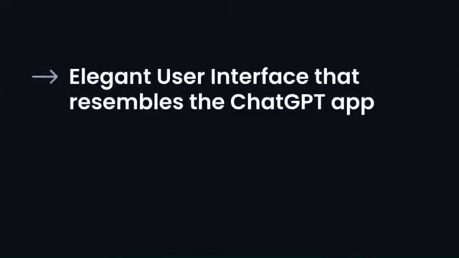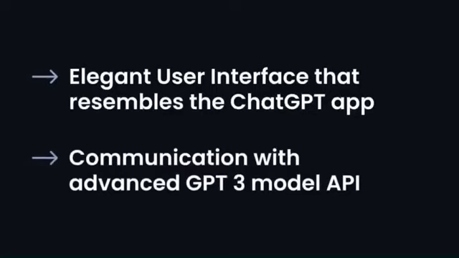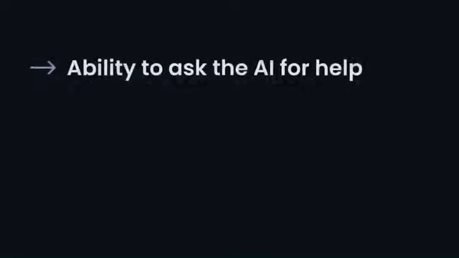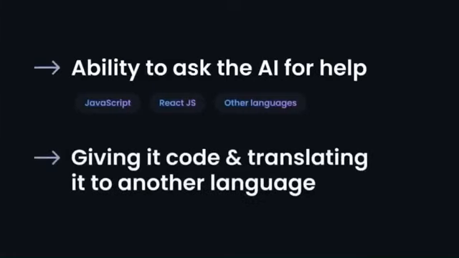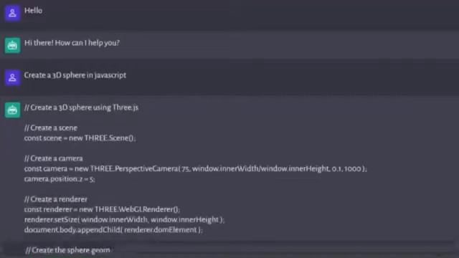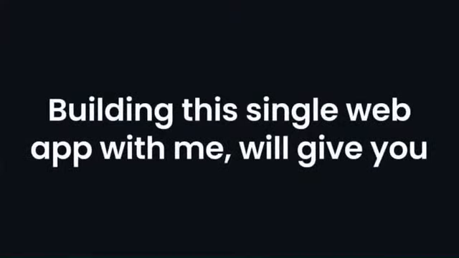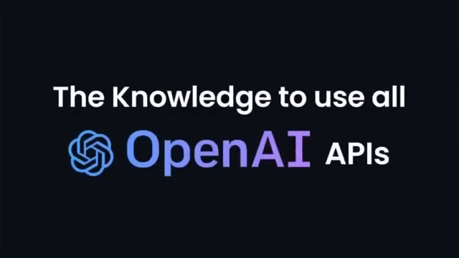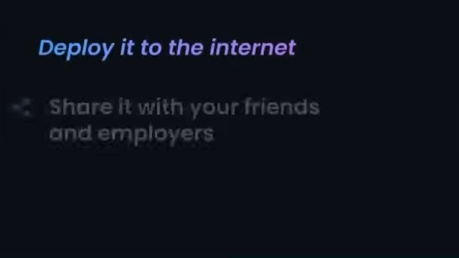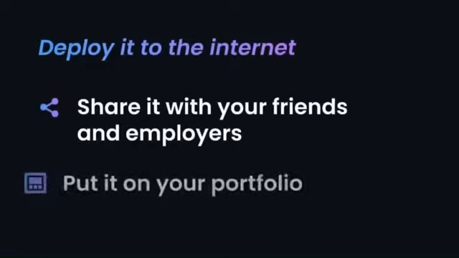With an elegant user interface that resembles the ChatGPT app, communication with the advanced GPT-3 model API, and most importantly, the ability to ask the AI for help regarding JavaScript, React, or any other programming language, giving it code and translating it to another programming language, and much more. The CodeGPT application is the best AI-based web application that you can currently find on YouTube. Building this single web app with me will give you the knowledge to use all OpenAI APIs to build any website you can imagine. You'll even deploy it to the internet so you can share it with your friends, potential employers, and put it on your portfolio.